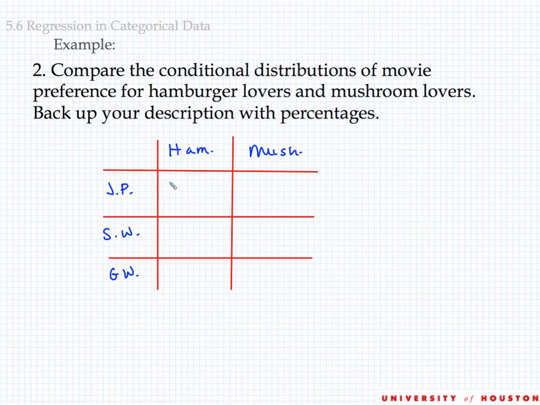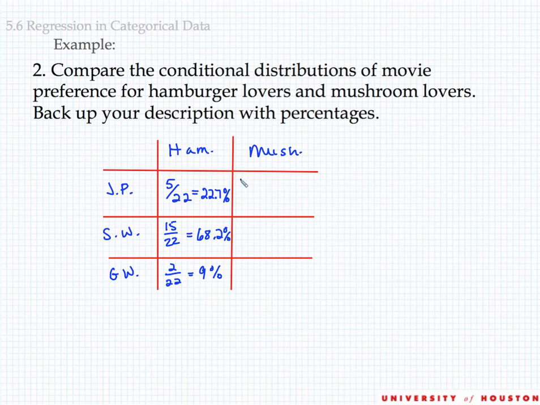So for the hamburgers, 5 out of 22, or 22.7%, like Jurassic Park. 15 out of 22, or 68.2%, like Star Wars, and 2 out of 22, or about 9%, liked Gone with the Wind.